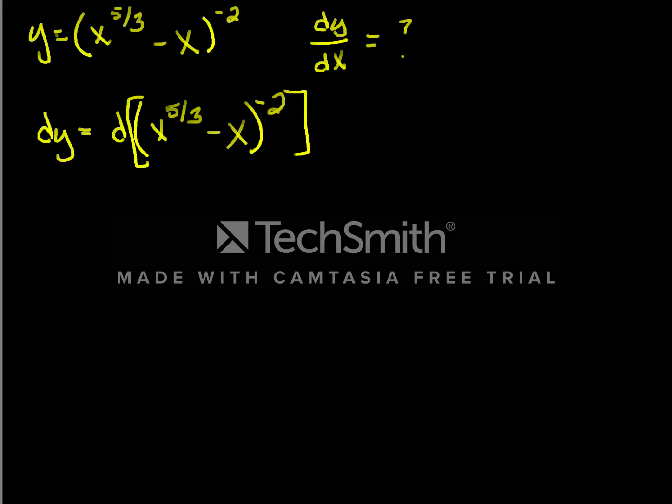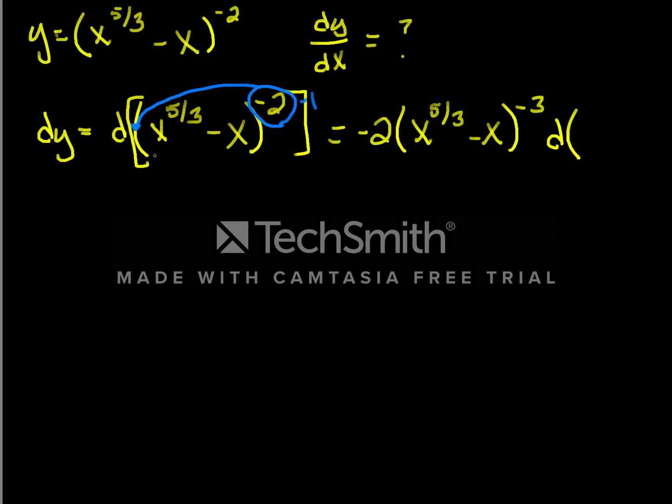So first things first, we're going to deal with exponents. So the exponent comes first. It's going to come down, become my new coefficient, and it subtracts 1 to get my new power. So this is equal to negative 2 times x to the 5/3 minus x, all raised to the minus third power, times the differential of our u. So that's x to the 5/3 minus x.